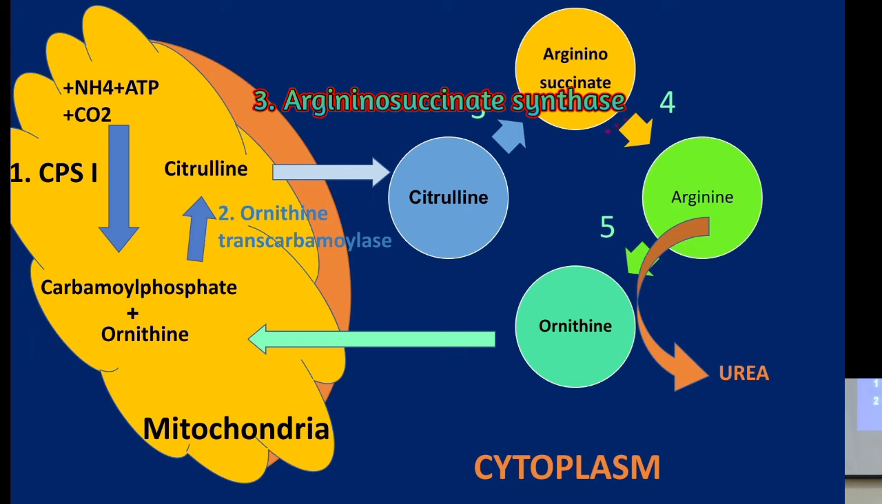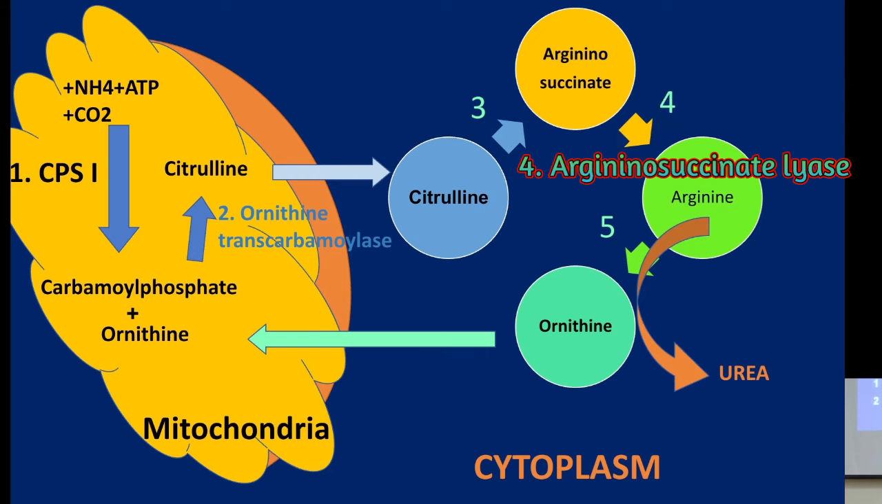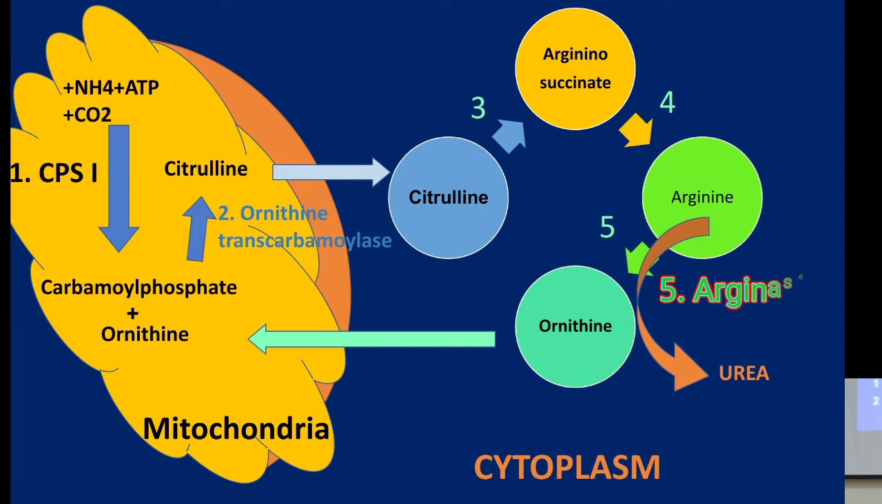Arginosuccinate is broken down to arginine by arginosuccinate lyase, releasing the carbon skeleton, fumarate. This is just to tell you that the fumarate is recycled. Don't worry about all the details here, but it's recycled. It's not wasted. It's used to make malate or oxaloacetate and so on. Arginine formed by arginosuccinate lyase is broken down by arginase, which produces urea and ornithine, and ornithine is now transported back to the mitochondria, and the cycle can begin again with another molecule of carbamoyl phosphate. Okay?